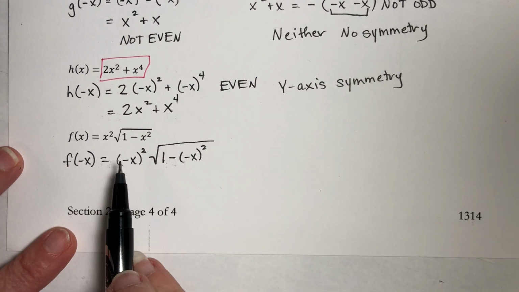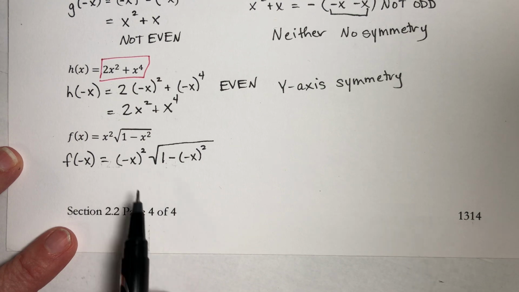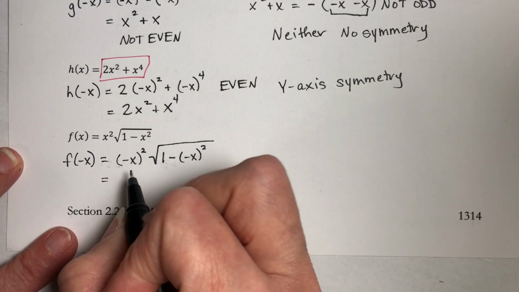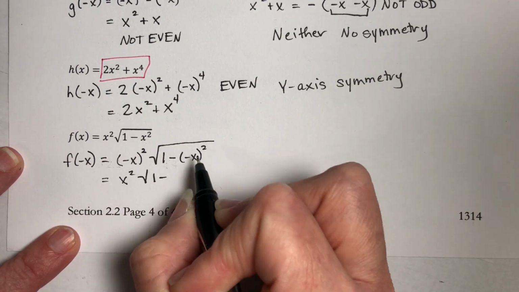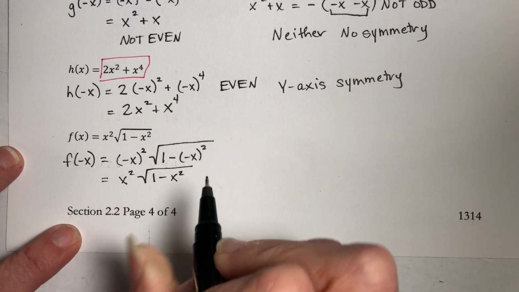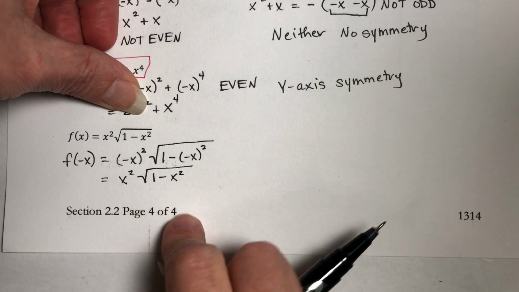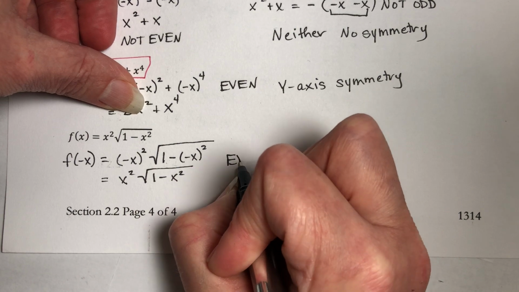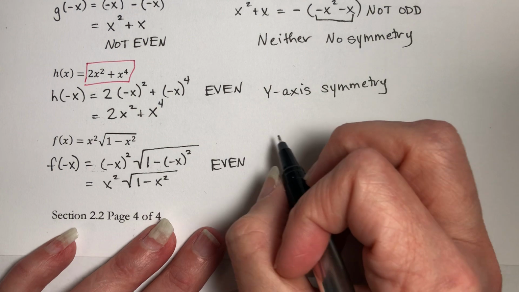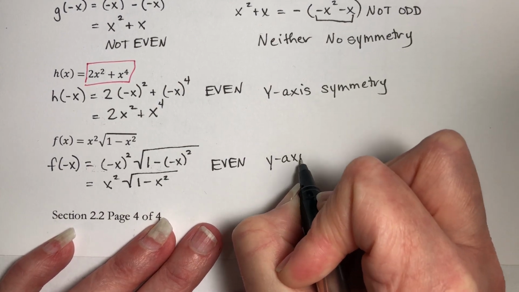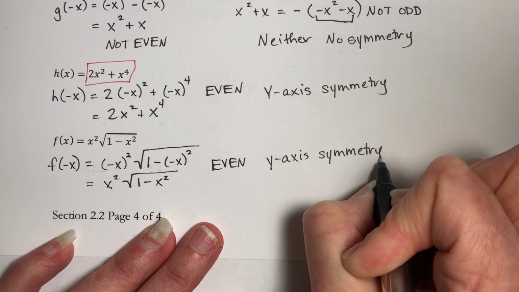Okay, well, what happens when I square a negative x? Anytime you're raising negative x to an even exponent, the negative goes away. So this is x squared times the square root of 1 minus, again, x squared. Now, is this the same as this? Yes, it is. So this is even, and it also has y-axis symmetry.